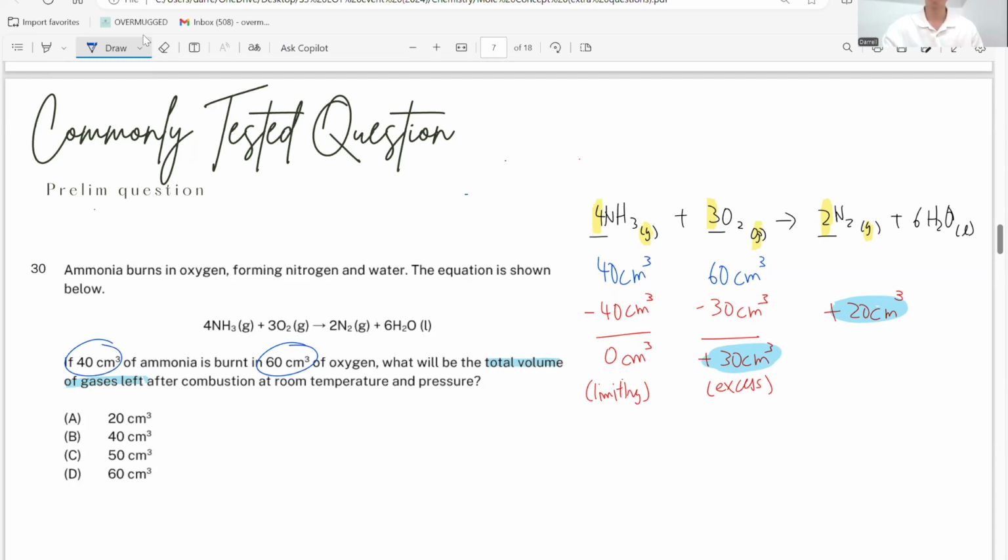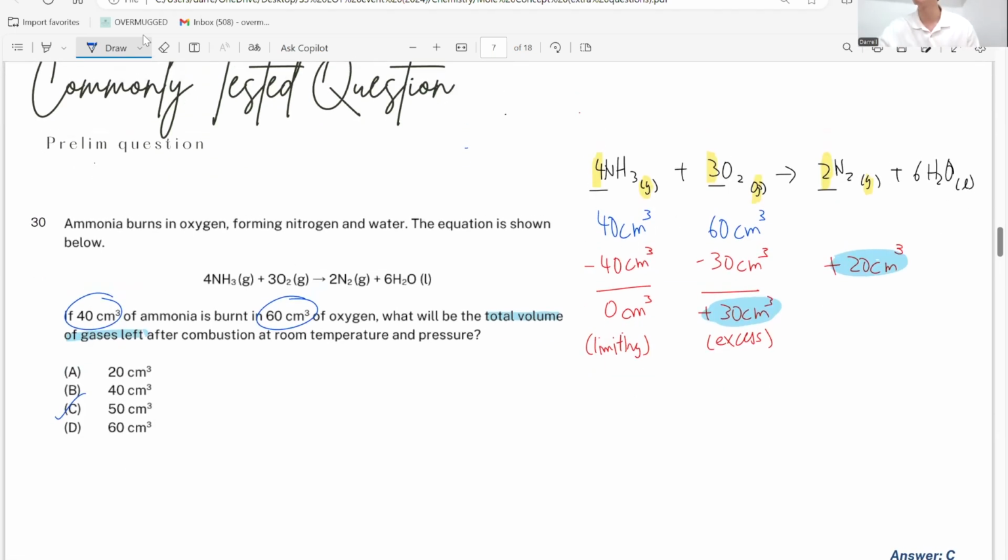Now, the ratio is 4, 3, 2. So if I reacted 40, 30, 4, 3, 2, how much nitrogen gas should I produce? 4, 3, 2, 40 and 30 will give me 20 cm cube. So if the question is asking me, what is the volume of gas left? I need to add what I have formed with what was unreacted in excess. So the 20 plus 30 would then give me the volume of gas remaining to be 50 cm cube. Is this easy? No, which is why I'm going through with you today.